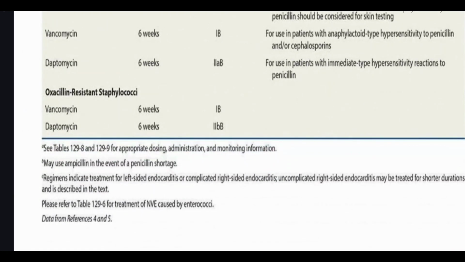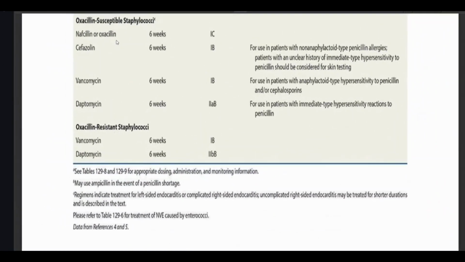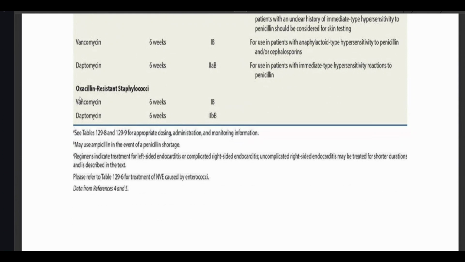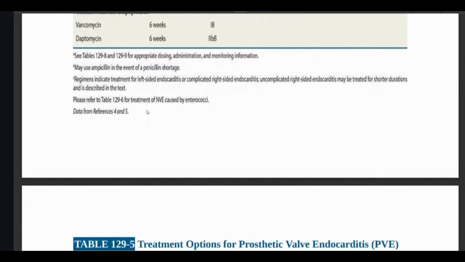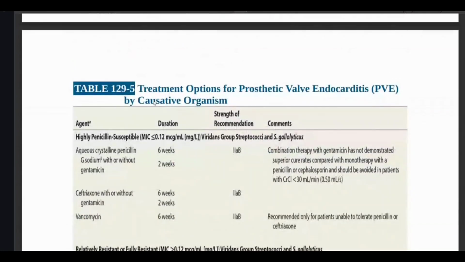Then for oxacillin-susceptible staphylococci, nafcillin or oxacillin, or cefazolin for use in patients with non-anaphylactoid type penicillin allergies. Patients with an unclear history of immediate type hypersensitivity to penicillin should be considered for skin testing. Other drugs involve vancomycin and daptomycin for 6 weeks. Then for oxacillin-resistant staphylococci, vancomycin and daptomycin could be administered for 6 weeks.